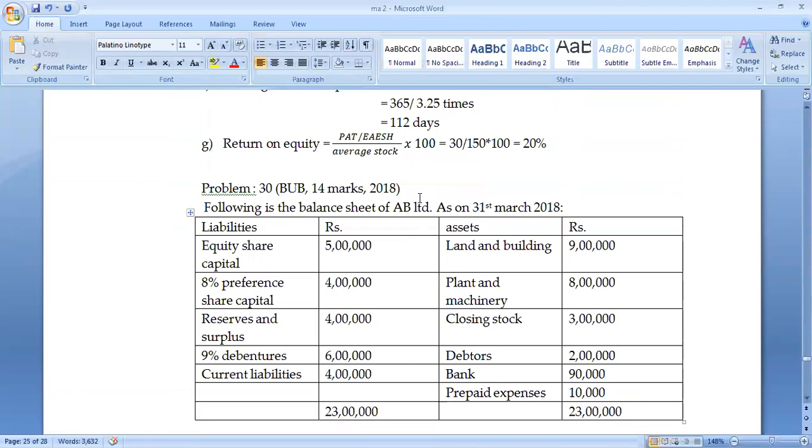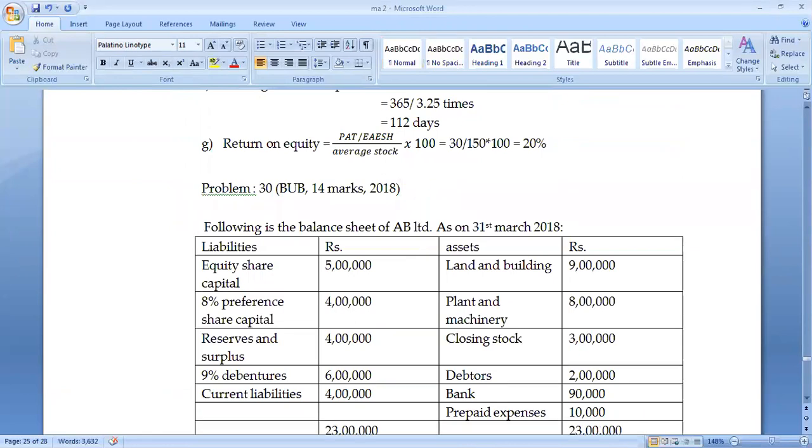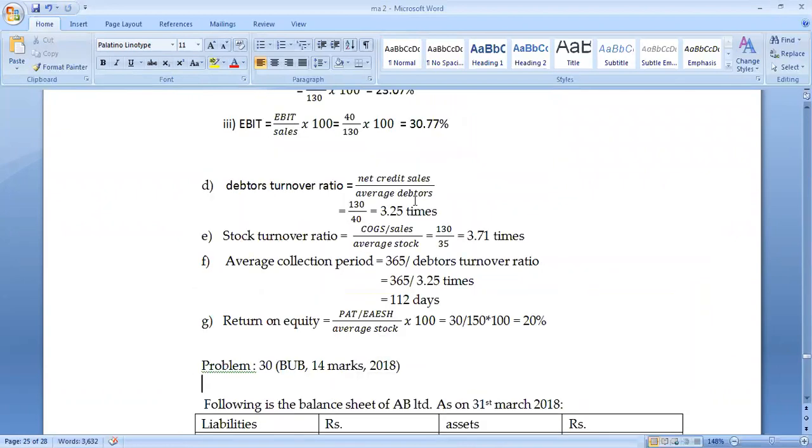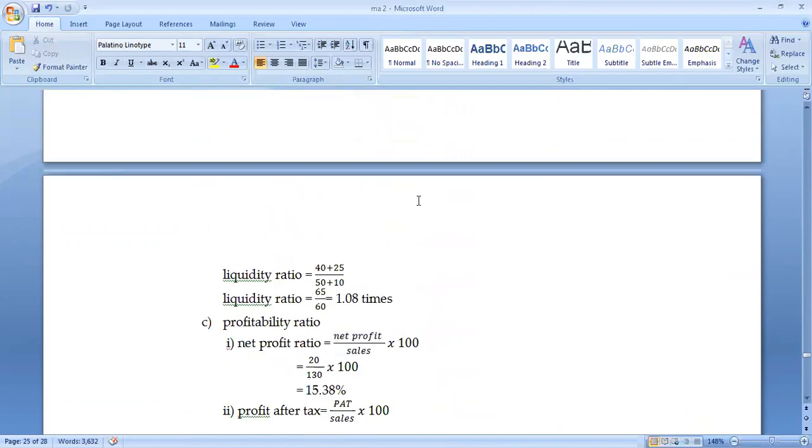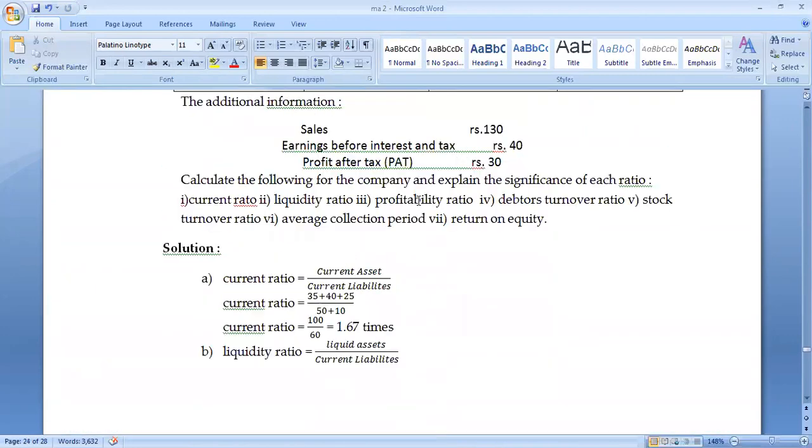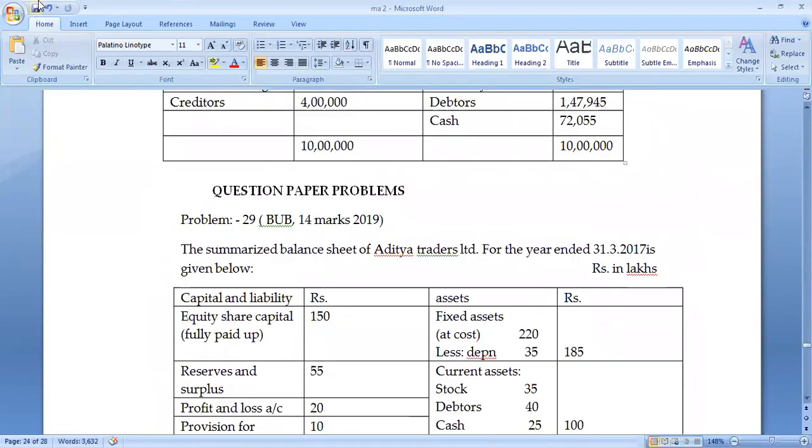So go through this very carefully, and we will also further move on with the 2017 as well as 2016 question paper problems. Then we will shift to some other questions relating to the same. Clear? Thank you.